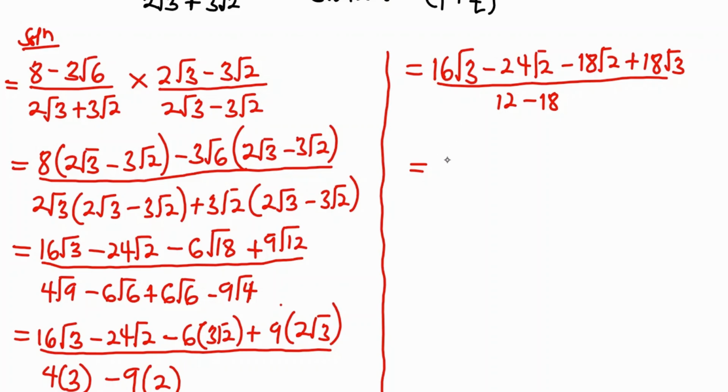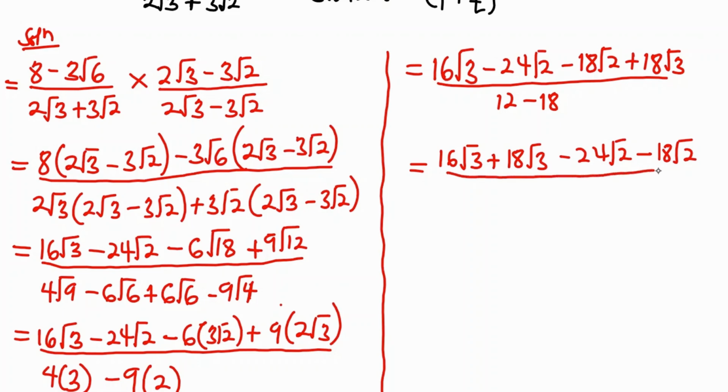We continue by grouping like terms and simplify. So here when we group like terms, we have 16 root 3, and then plus 18 root 3, then minus 24 root 2, and then minus 18 root 2, all divided by, so 12 minus 18 gives us minus 6. At this point 16 plus 18 gives us 34. So you have 34 root 3, and then minus 24 minus 18 gives us minus 42 root 2, all divided by minus 6, of which we can also simplify.